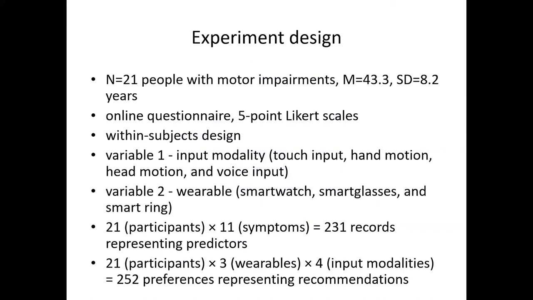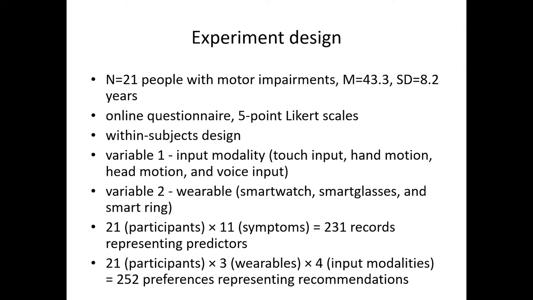We conducted a user study to collect the data needed to train this software component. A number of 21 people with motor impairments, for example, spinal cord injury located at various vertebrae, spina bifida, traumatic brain injury, age between 28 and 60 years old. We used an online questionnaire to elicit preference ratings for various combinations of wearables and input modalities, using 5-point Likert scales with items ranging from 1, not suitable, to 5, very suitable. We collected a total number of 21 participants multiplied by 11 symptoms, which give us 231 records representing predictors for the recommendations within the preference component.